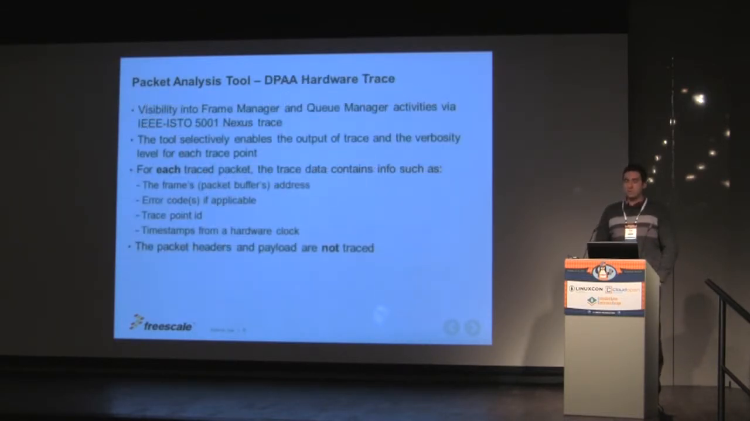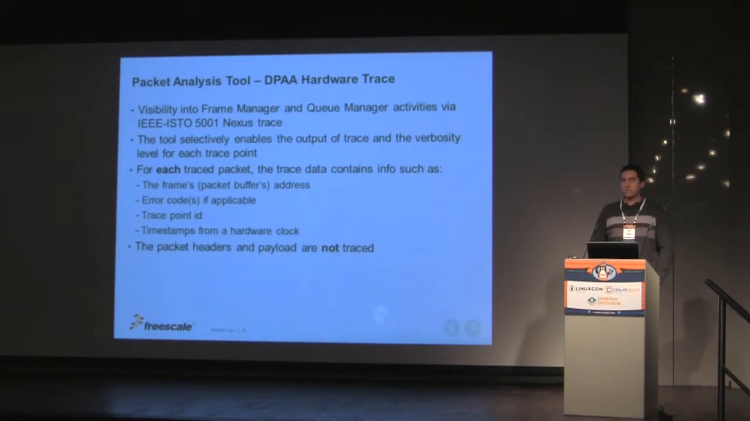So the hardware trace that we use for our tool is, number one, based on something called the IEEE ISTO 5001 Nexus. This is Freescale's hardware trace solution. And what the trace data does is that for every single packet that we trace, we get some information about how that packet was processed while inside the hardware.